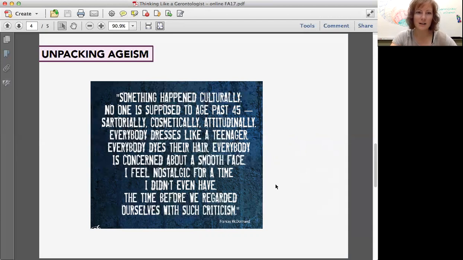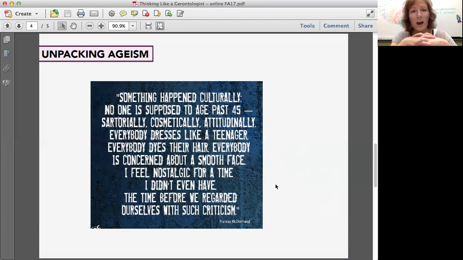But the idea here is that every concept that we come up against, whether it's caregiving or long-term care or healthcare policy or social security, all of those things are affected by ageism, because ageism is very strong in our society.